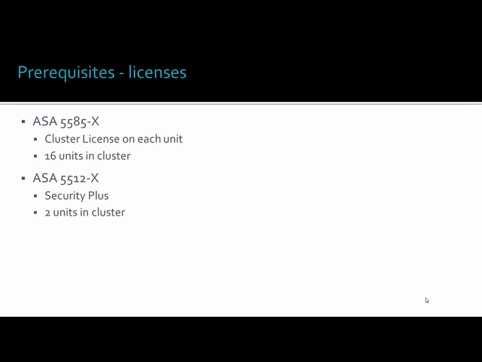Let's start with the prerequisites from the licensing perspective. Please take in mind that only our 5500X series supports clustering. And I'm going to present you which license is needed on each model. So 5585X will need special cluster license on each unit, and technology can support up to 16 units in the cluster. With ASA 5512X, Security Plus license is required, and we can have up to 2 units in the cluster. All other 5500X units support clustering already with base license, and maximum number of units is 2.